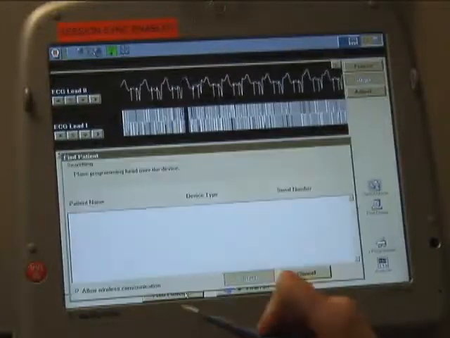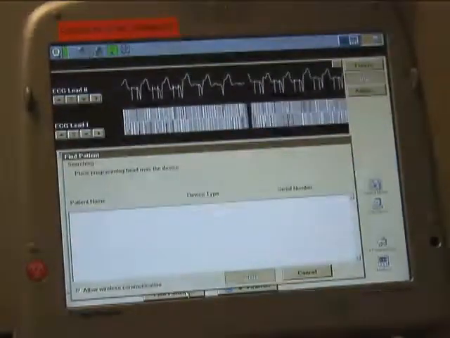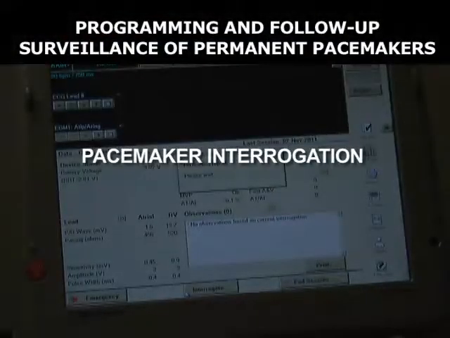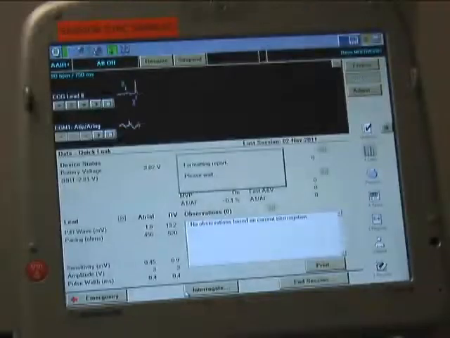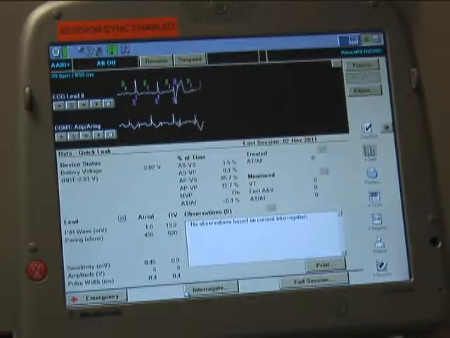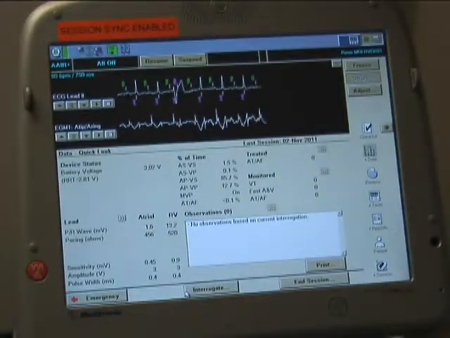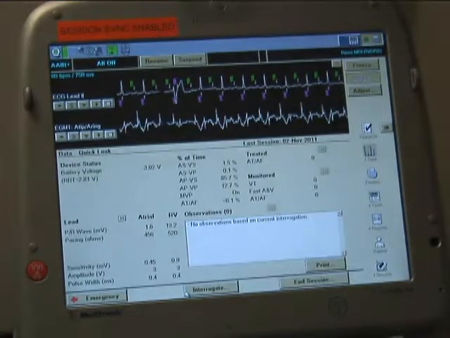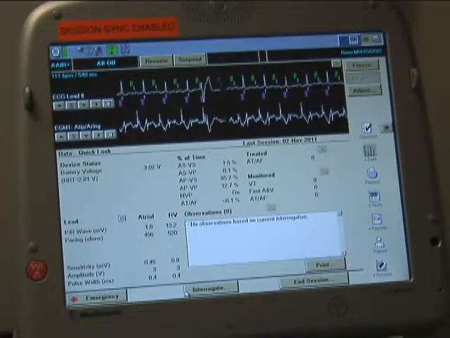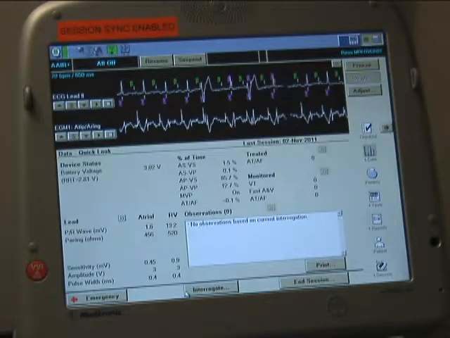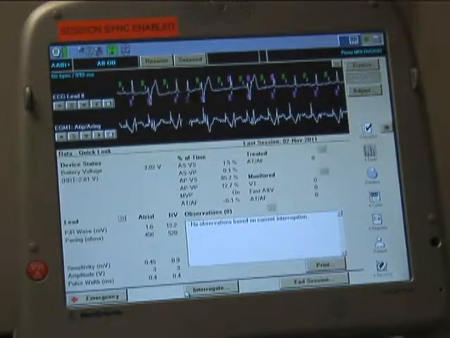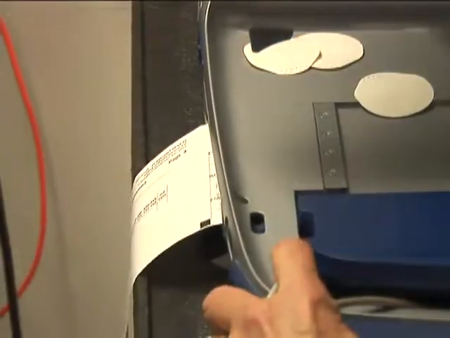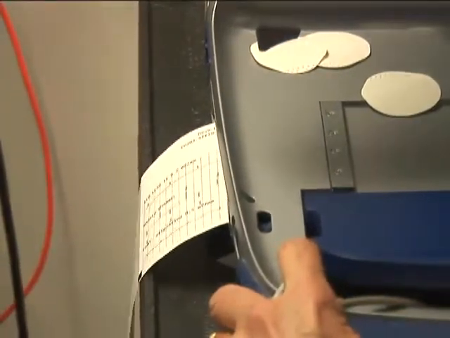The programmer will either automatically boot up or tap the Find Patient button. Once the interrogation is complete, the startup screen will be visible. Note that this screen and device testing will vary slightly by manufacturer. The top line shows the patient's presenting rhythm in lead 2 with marker channels showing atrial pace and ventricular sense with some PVCs. Print out a strip showing the presenting rhythm.